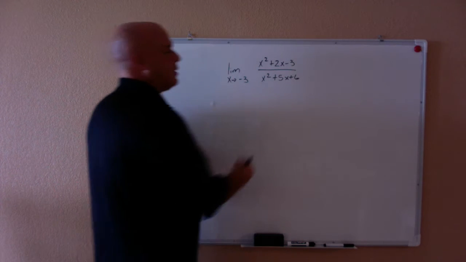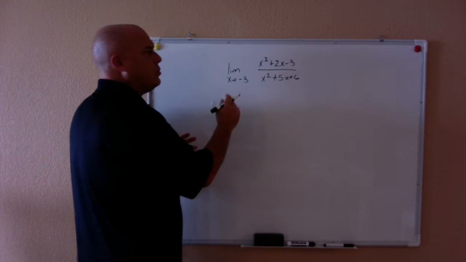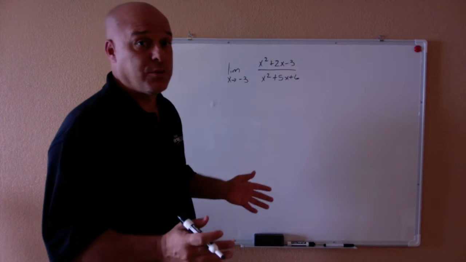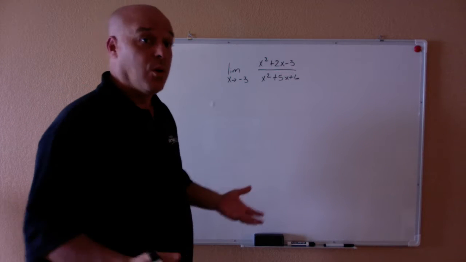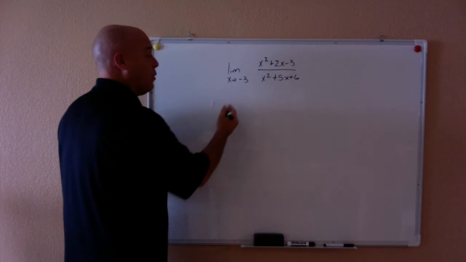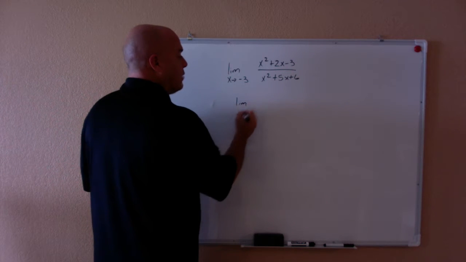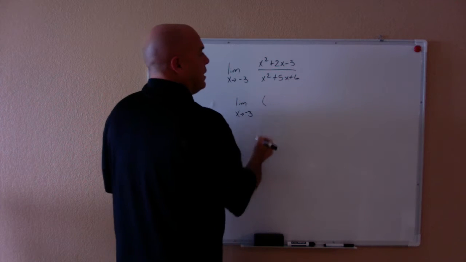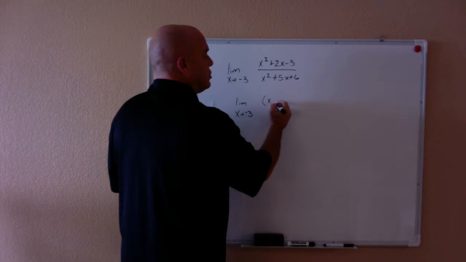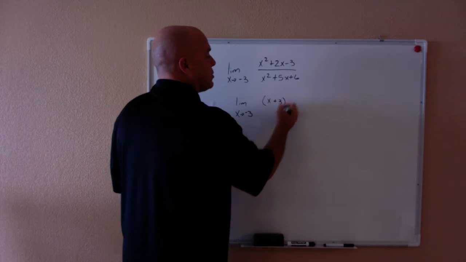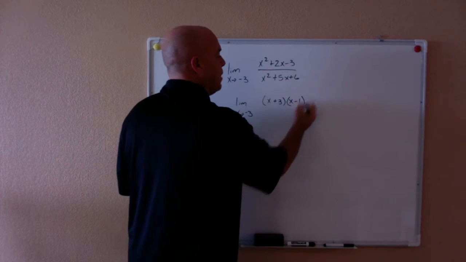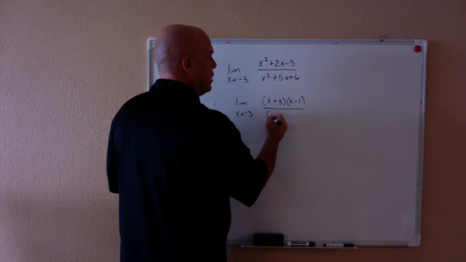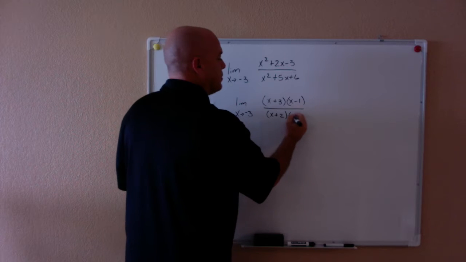So the way we're going to handle this is, you can do whatever algebra works. As long as you've got an algebraic method that simplifies this function, we're allowed to do it. I can do any kind of algebra I want. In this case, since these are both quadratics, I'm going to take both the numerator and the denominator and factor them. And if you notice, the top one's going to factor into x plus 3 times x minus 1, and then the denominator is going to factor into x plus 2 times x plus 3.